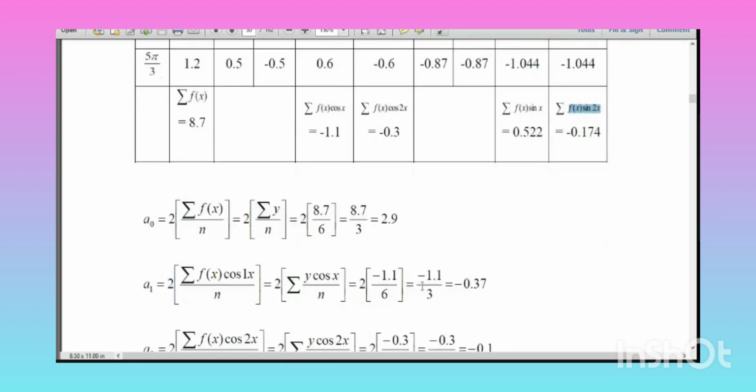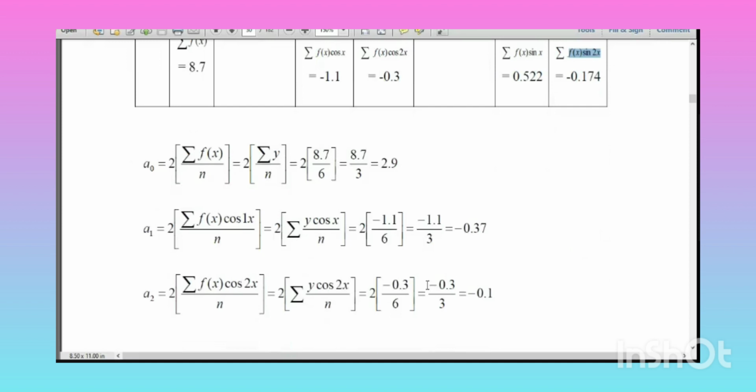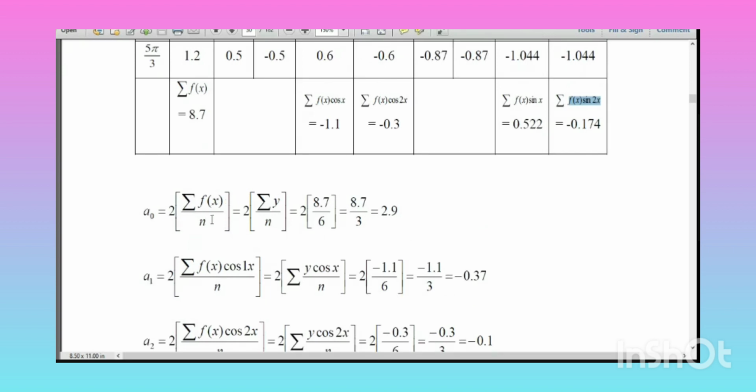These 5 values are important to find a0, a1, a2, b1, b2. So a0 is equal to 2 into summation f of x divided by n. n we already know is 6. So 2 into summation y divided by n. Summation y is 8.7 divided by n, 6. So 2 divided by 6 is 1 by 3. So 8.7 divided by 3 is equal to 2.9.